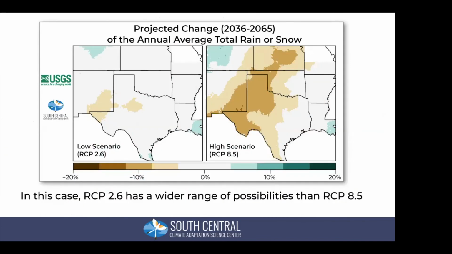So back to the mid-century map. Although the projections for RCP 2.6 ranged a bit from the ensemble average, it turns out that the range is not as large for RCP 8.5. So most of the projections for RCP 8.5 showed less rain or snow in much of the western part of our region, though they disagreed a little bit in the amount.